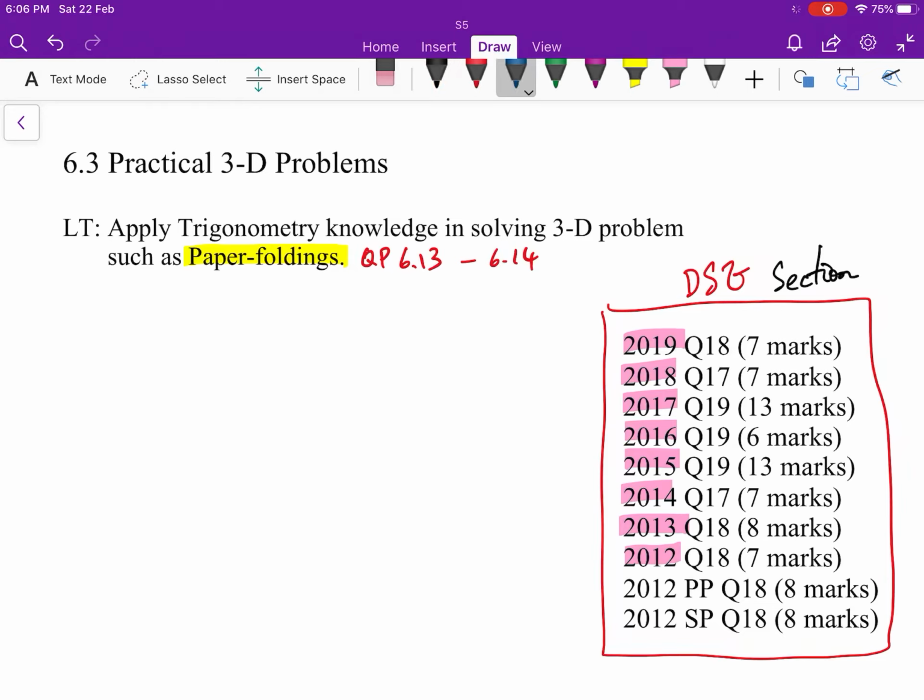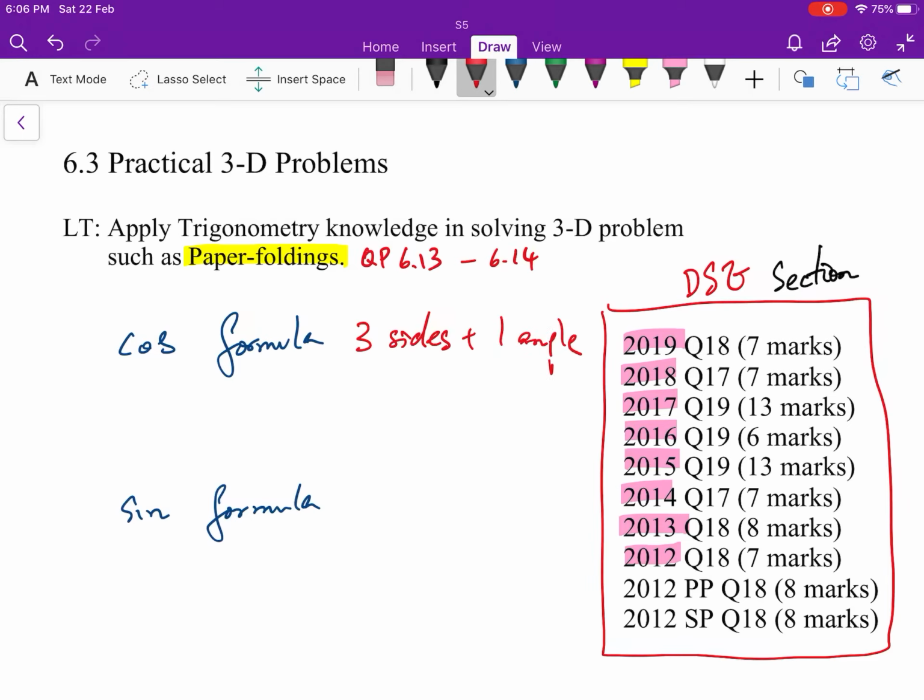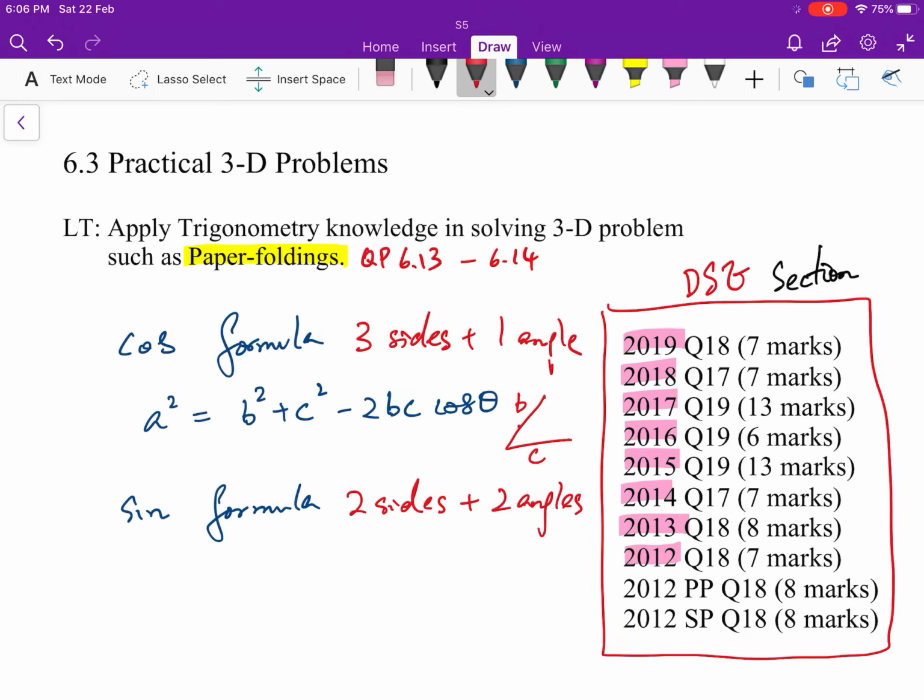For this one, we need to use the information that you have learned in chapter 5 about the cosine formula and sine formula. I hope that you still remember how to use them. The cosine formula uses 3 sides plus 1 angle. The sine formula uses 2 sides and 2 angles. Their formulas look like this. a squared equals b squared plus c squared minus 2bc cosine theta. Theta is the angle between sides b and c, okay?